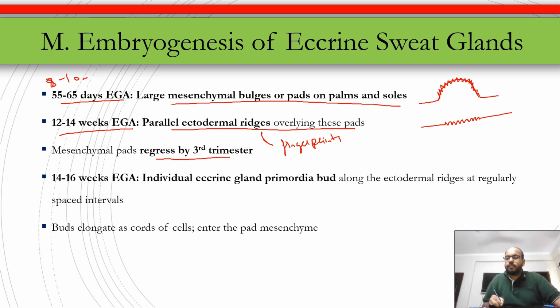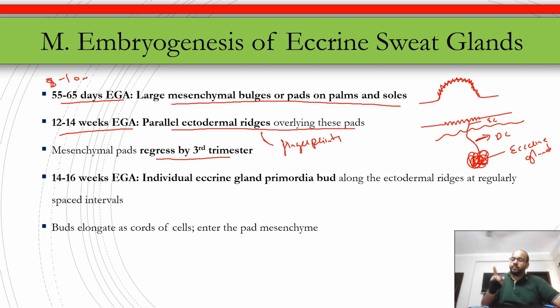Now, in between them, a part of the epidermis will invaginate inside gradually and then will start to coil. And this coiling will form the eccrine gland. Clear? Now, as the cells are migrating, the dermal component. So this is the epidermis and this is the dermis. The dermal component of the duct will canalize first, and the epidermal component will canalize afterwards.